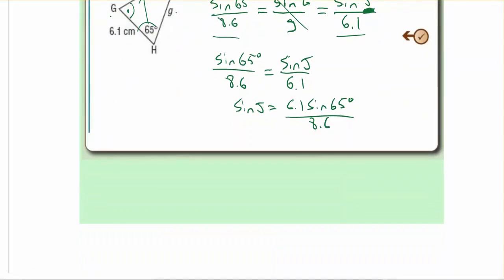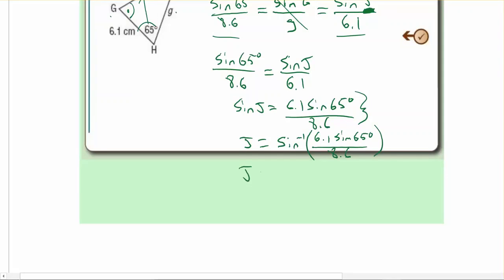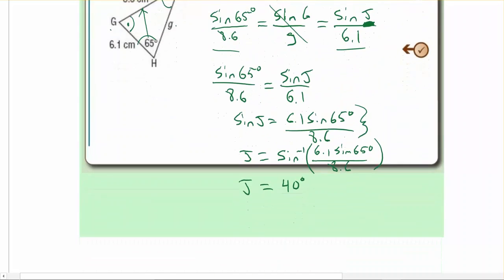Next step is just to say J is equal to sine inverse, and then in brackets all of this stuff up here, right? 6.1 times sine 65 over 8.6. And now if you put that into your calculator, you end up with J is equal to 40 degrees. So we've got to think about what that means.